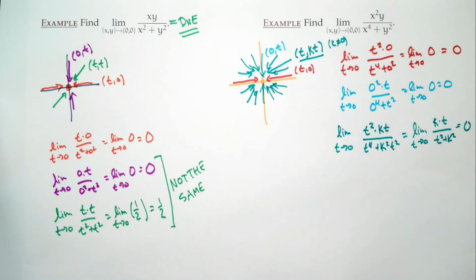So we've now checked from the left, from the right, from the top, from below, from the diagonal direction. Not just any diagonal direction. We checked every single diagonal direction. We always got 0. So what can we conclude? Well, we can conclude at this point that if there is a limit, it's going to be 0. We haven't concluded that there is a limit, though.